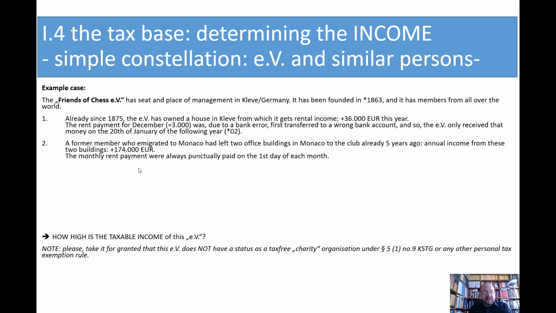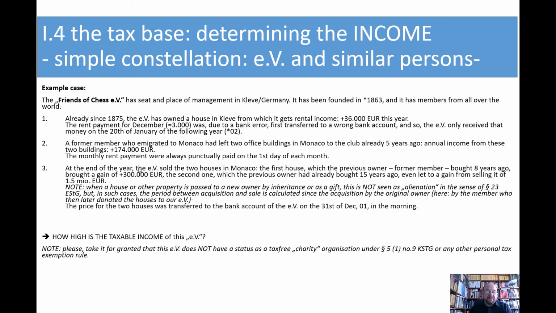Now let's look at the case again, and we have a third event which happens at the end of the year. The EV sold the 2 houses in Monaco. The first house, which the previous owner bought 8 years ago, brought a gain of 300,000. The second one, which the previous owner had already bought 15 years ago, even led to a gain from selling it of 1.5 million. Now you should know that under German law, handing over private property like a house without selling it, so as a gift to somebody else, is not seen as sale and acquisition, but is just seen as if the previous owner had gone on with owning it.